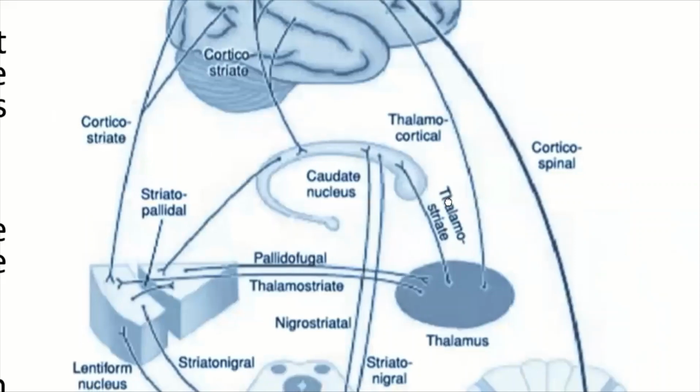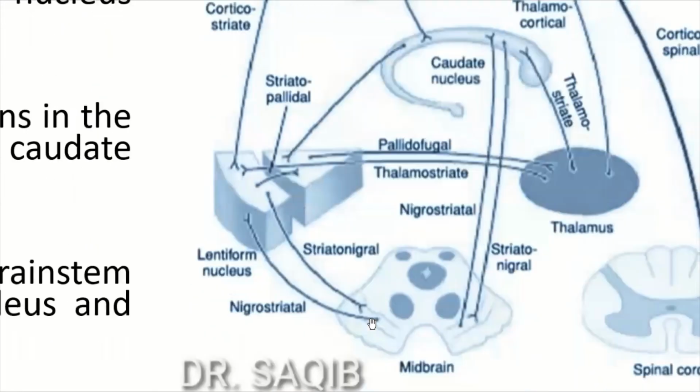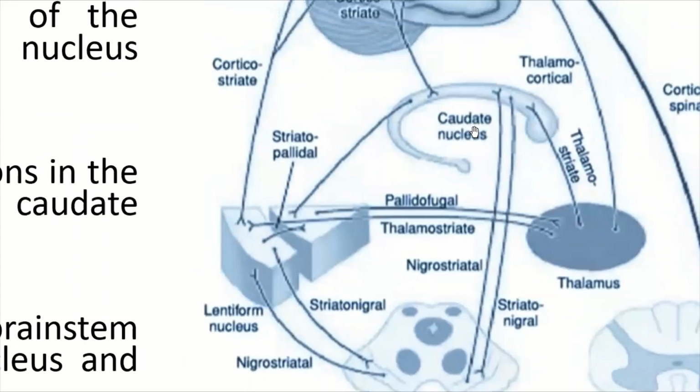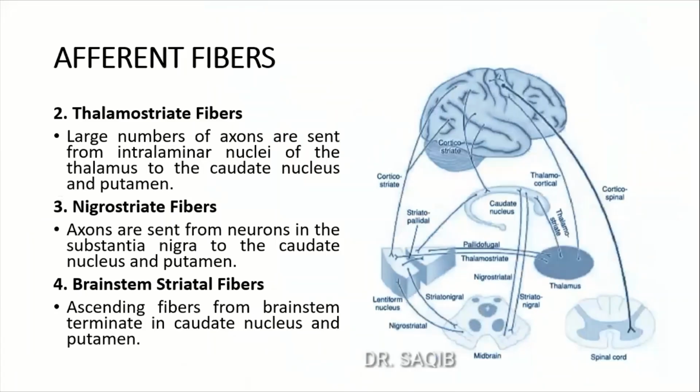Here again, I enlarge. This is the nigrostriatal pathway. This is the substantia nigra of the midbrain, and this is the fiber going to the putamen, and from here fibers going to the caudate nucleus. Nigrostriatal. Brainstem striatal: ascending fibers from the brainstem terminate in the caudate nucleus and the putamen. I told you that all the afferents go to the caudate nucleus and the putamen. This is the input.